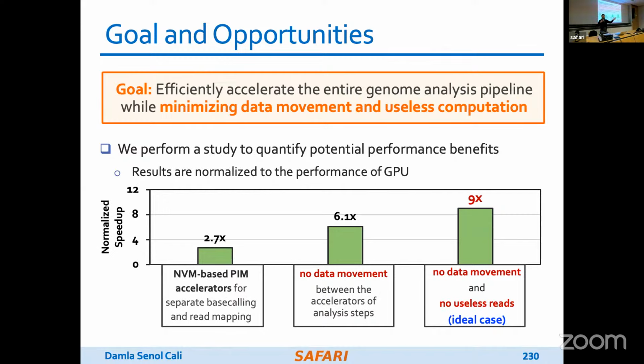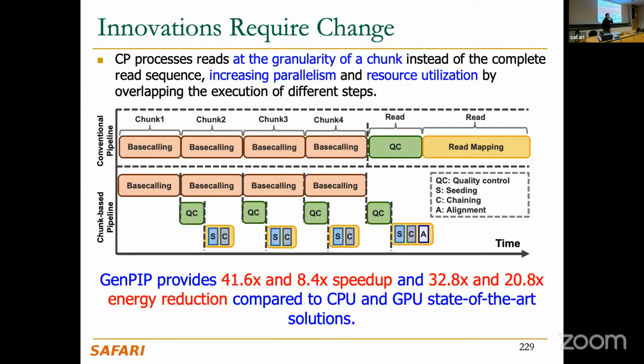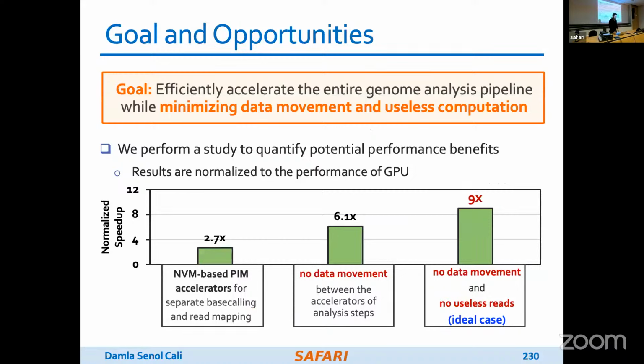Another contribution that we're making in GenPip is designing this in near-memory, actually in-memory accelerators, so that we can combine two steps very closely, namely the base calling step, which translates the signals to the bases, and the read mapping step. When these are very close to each other, the data movement between them is also minimized. And by reducing this data movement, we can achieve a significant speedup.